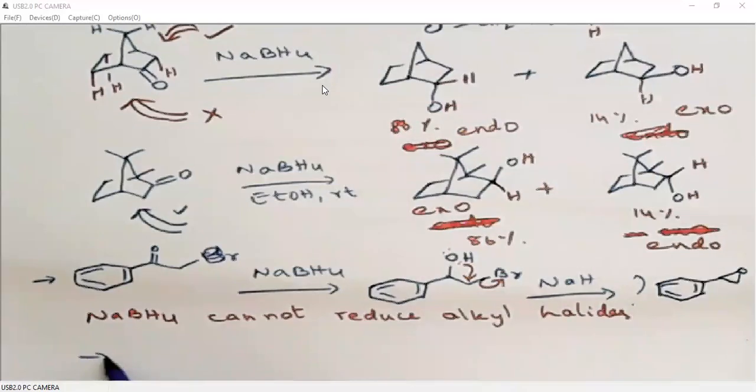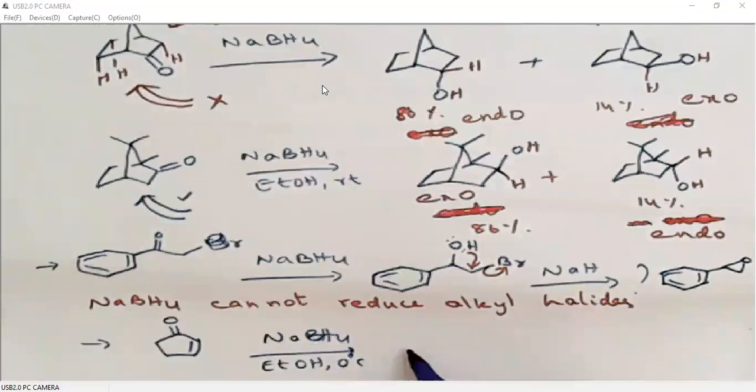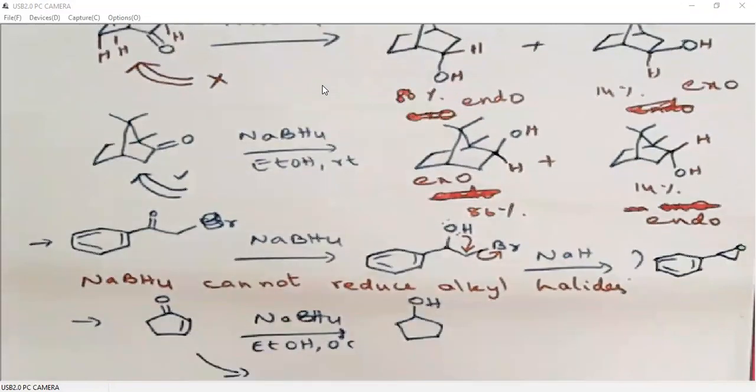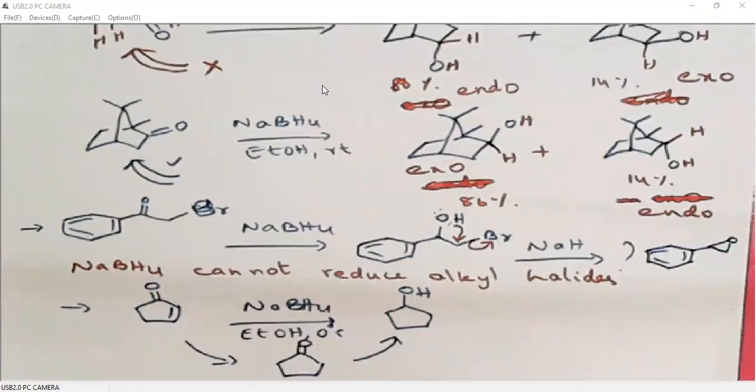When we have an alpha beta unsaturated carbonyl, how will sodium borohydride reduce this unsaturated enone? How will enones undergo reduction with sodium borohydride? When we treat enones with sodium borohydride, the enone will be completely reduced and it will give an alcohol. The first step is a 1,4 addition, so the enone will be converted to a ketone, then the ketone will be further reduced to alcohol.